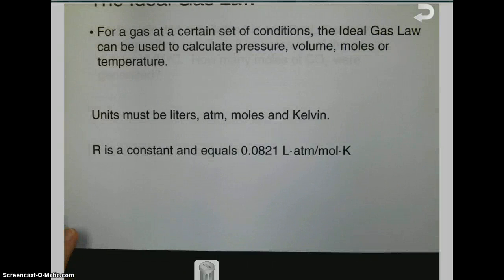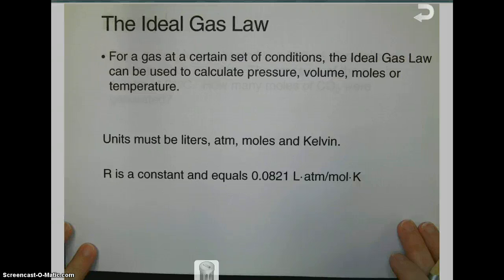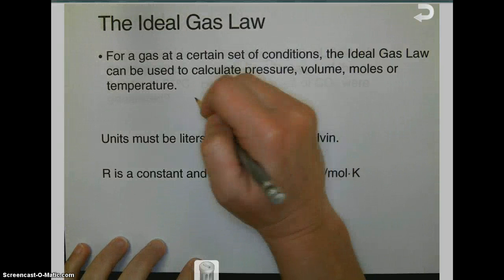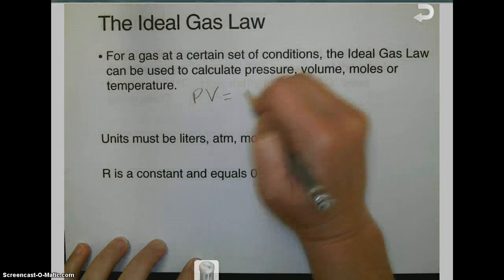Okay, the next gas law we're going to look at is called the ideal gas law. In this particular gas law, nothing is changing. It's just a certain set of conditions for an ideal gas. So basically, it's the pressure, the volume, the number of moles, and the temperature of that gas all at the same time. So we're not changing anything here. We're going to solve for one of those four variables. Now our formula for the ideal gas law, PV equals nRT.